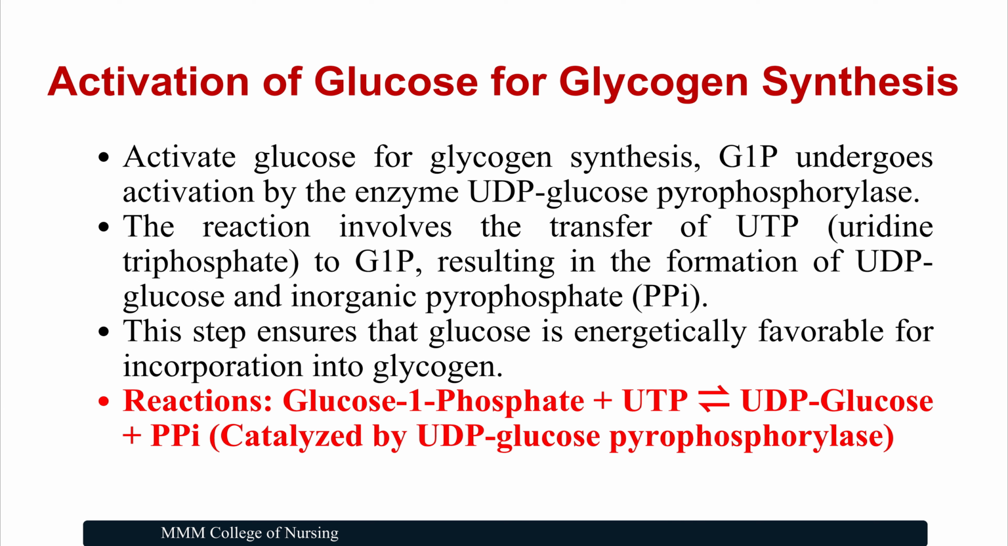Now, UDP glucose is the activated, energized form of glucose. Think of it like glucose that has been loaded onto a delivery truck. Now it's ready to be handed over and added to the glycogen chain. The release of pyrophosphate makes this reaction irreversible, which means the process is strongly committed to moving forward toward glycogen synthesis. So, to say it simply, glucose 1-phosphate plus UTP gives UDP glucose plus PPi, and the enzyme is UDP glucose pyrophosphorylase.